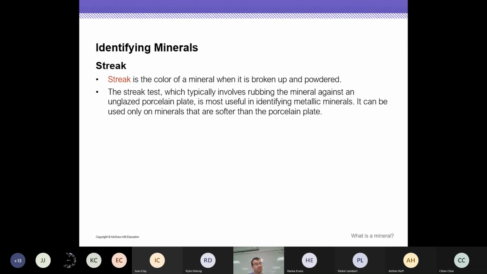Then we have streak, which is just focusing on the color of a mineral when it's broken up and powdered. And how we'll actually do this, there's a streak test, is we'll take the mineral and rub it against a porcelain plate. The very important thing to remember is if your mineral is harder than your porcelain plate, this is not going to work. You can't do this test because it will scratch the porcelain plate and will not give you any color whatsoever for you to identify the streak from what you're looking at. It's just not going to happen.